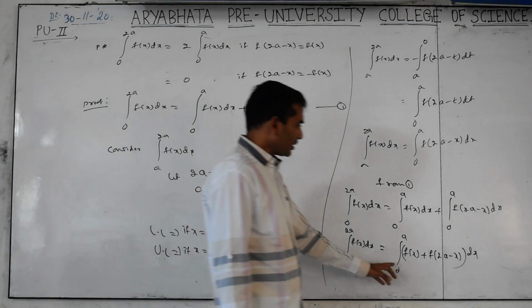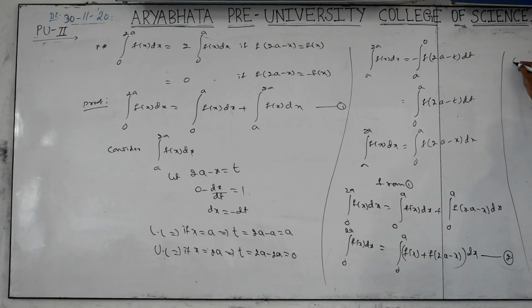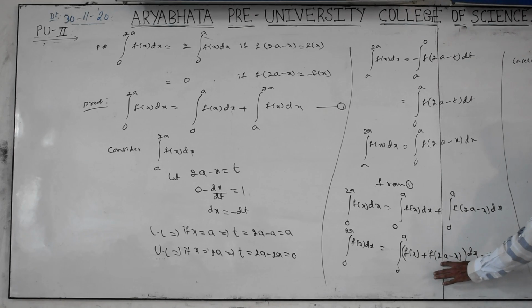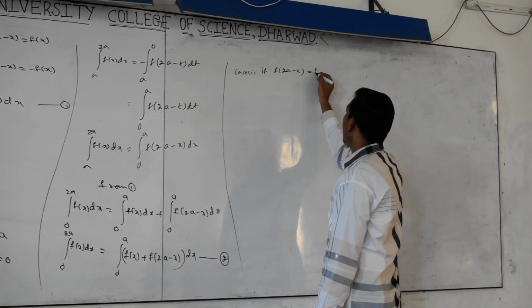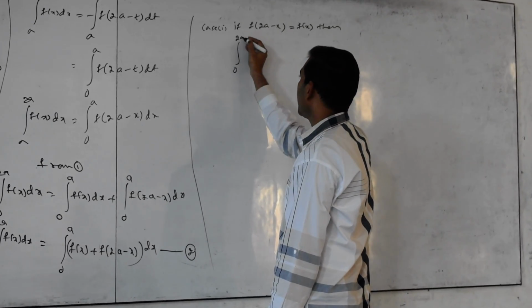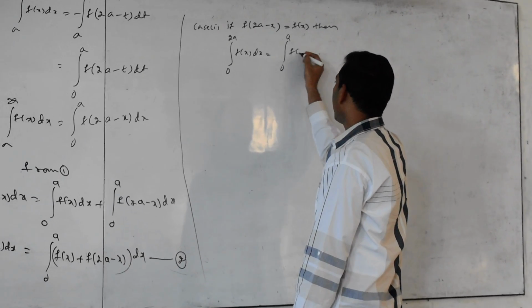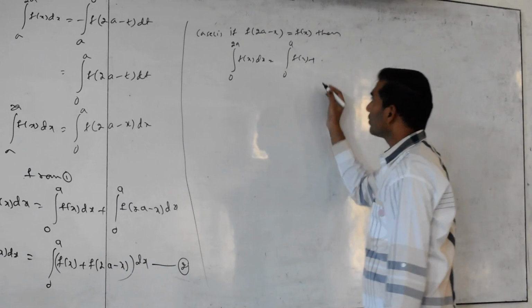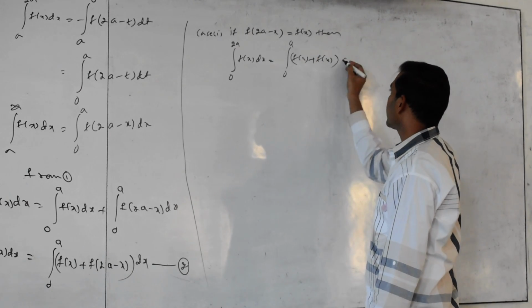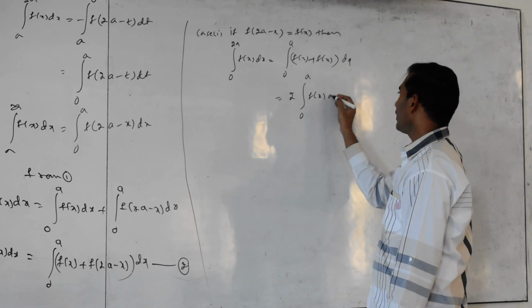Right? Now this is equation 2. Here there are two cases. Case 1: if f of 2a minus x equals f of x, then the integration of 0 to 2a f of x dx equals the integral from 0 to a of f of x plus this, which is equal to f of x, whole dx. So which is equal to 2 into the integration of 0 to a f of x dx.